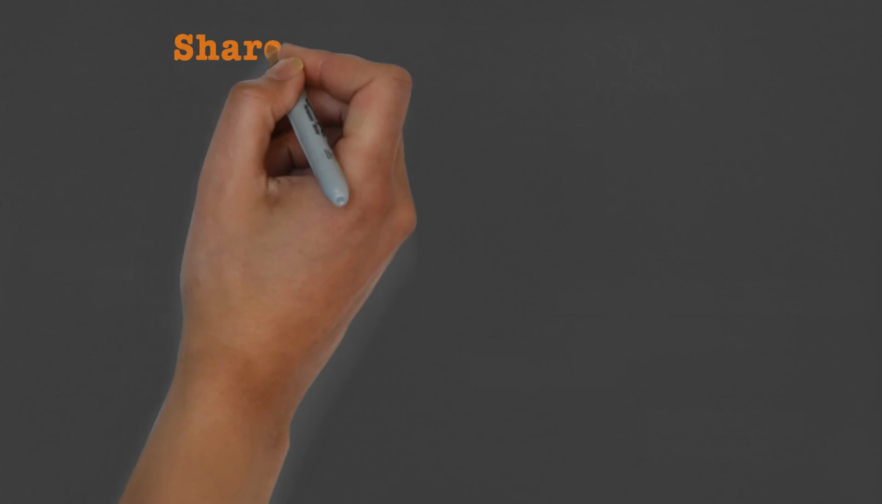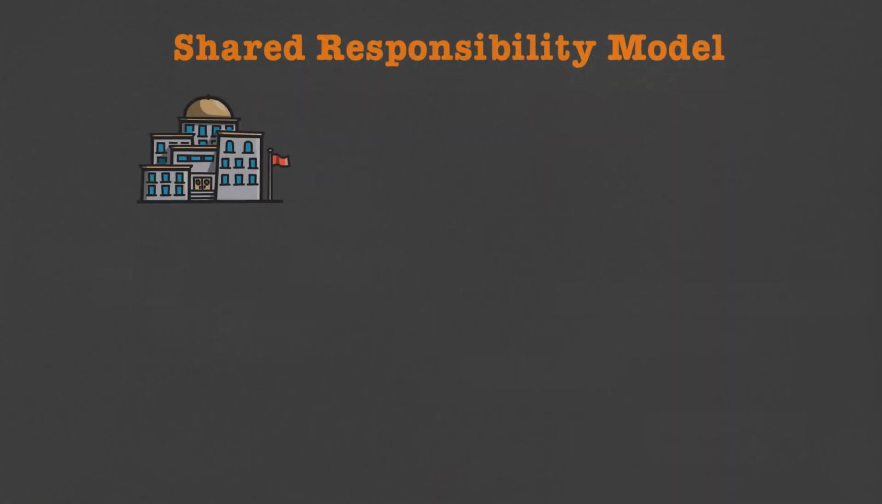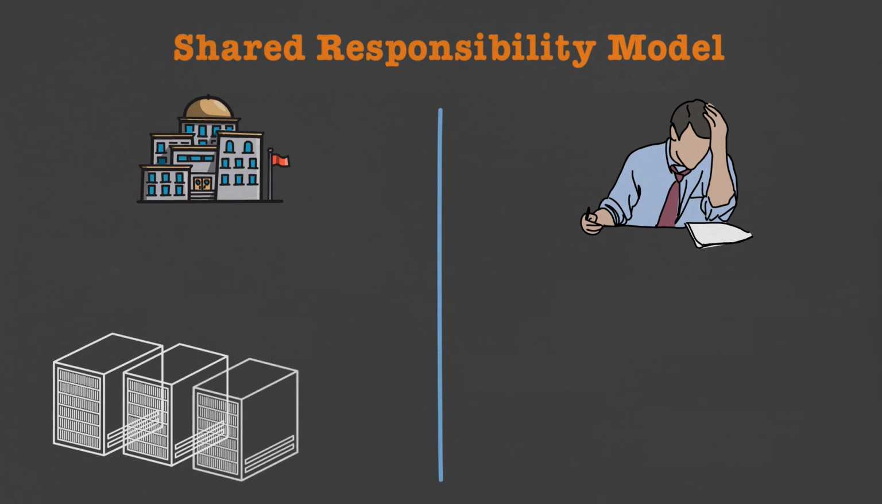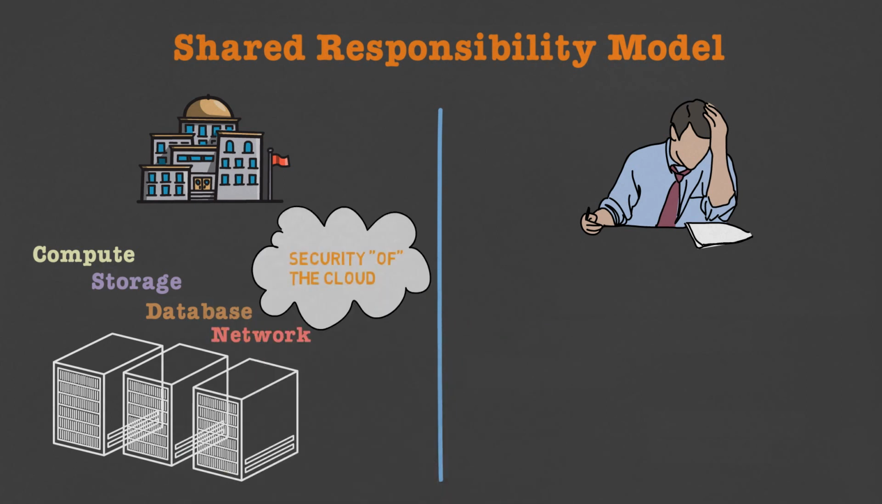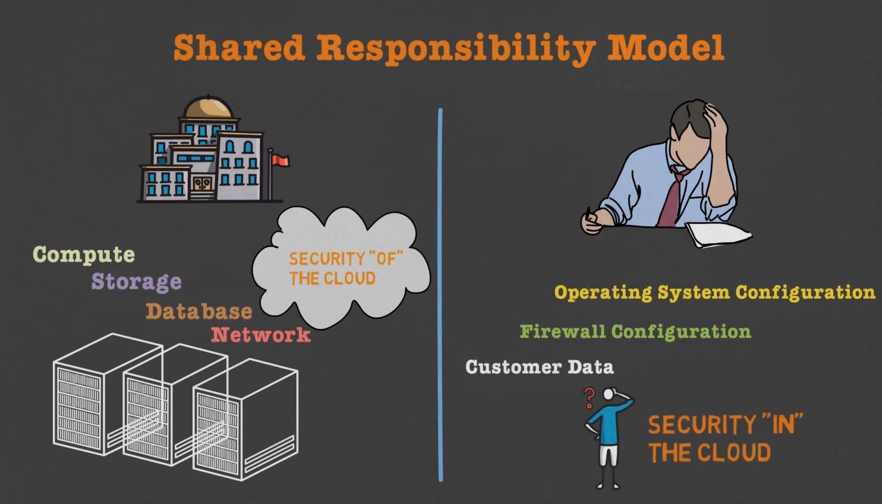And finally, we discuss the shared responsibility model. The shared responsibility model highlights the fact that security and compliance is a shared responsibility between the customer and AWS. AWS is responsible for the physical security of its data centers, network infrastructure, and its core services, including all the compute, storage, database, and network services.